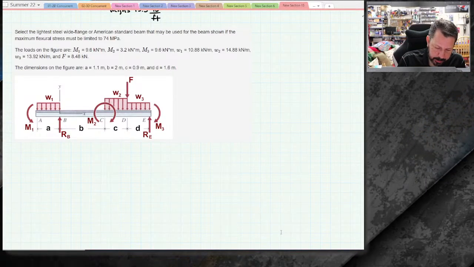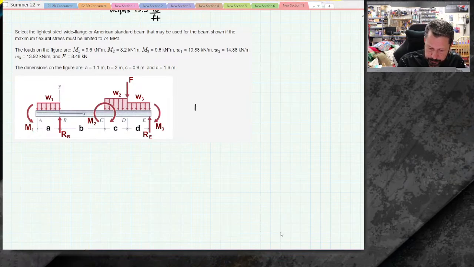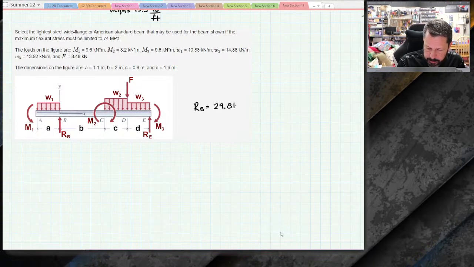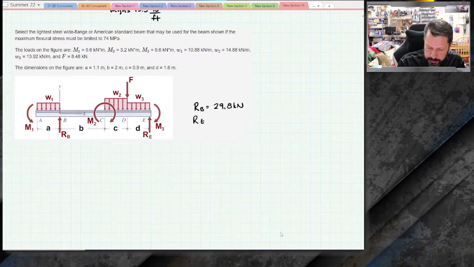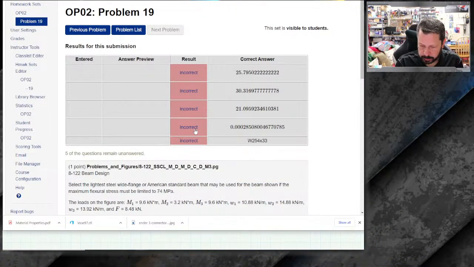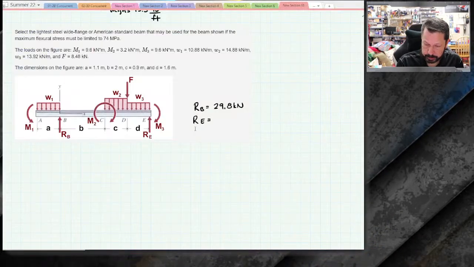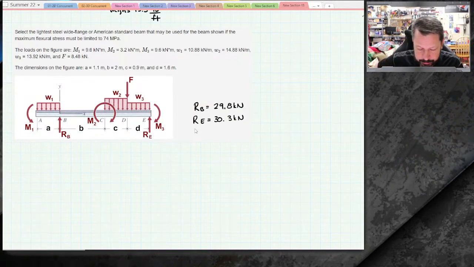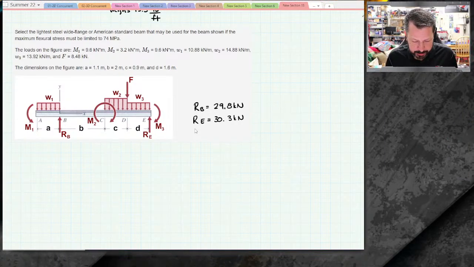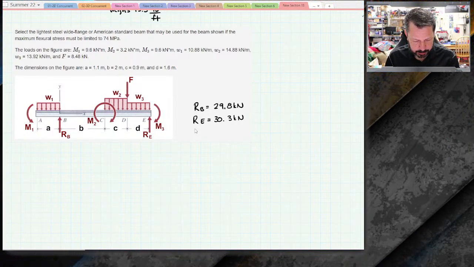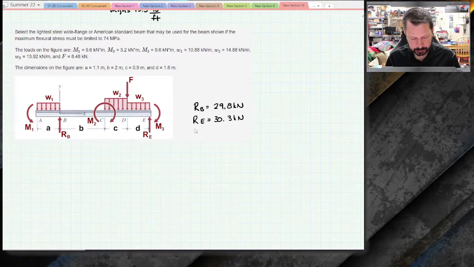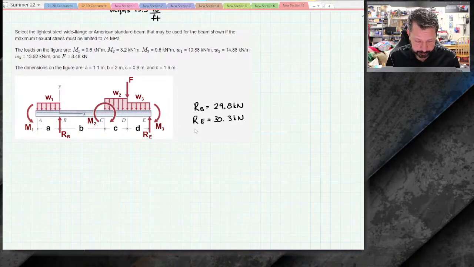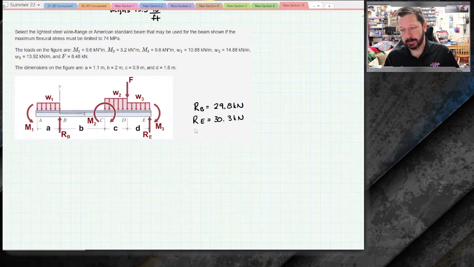So the reaction at B is 29.8 kilonewtons. The reaction at E, 30. We'll just do 3. That's probably not going to be okay for WebWork answers later on, but we should tell if we're close or not. All right, and we've got concentrated moments, distributed loads, point loads. We've got all kinds of stuff going on with this one. So let us label them, and then we'll draw our shear and bending diagram.